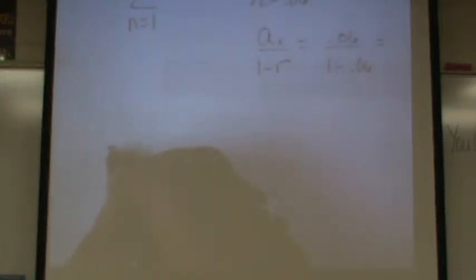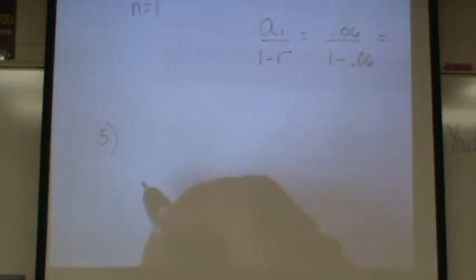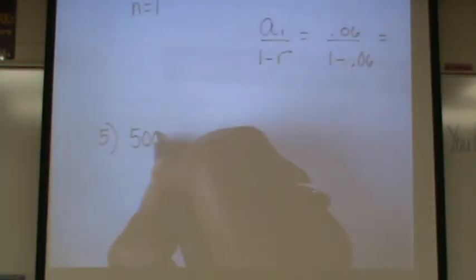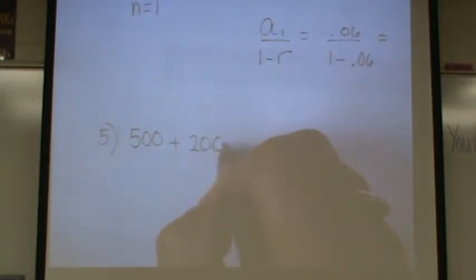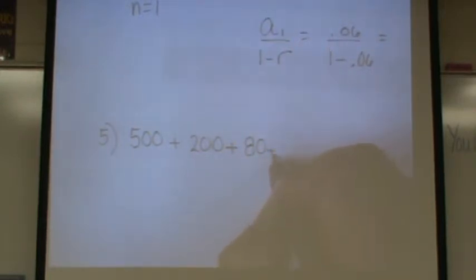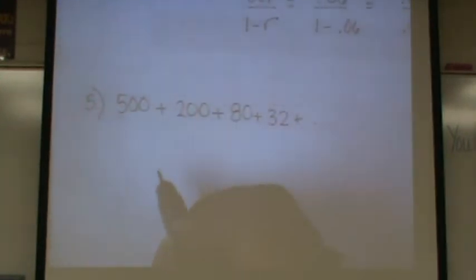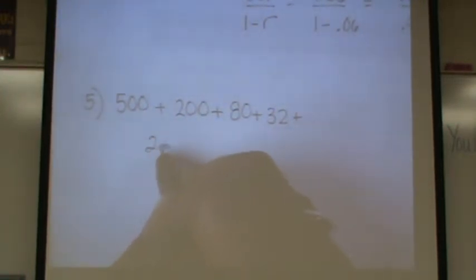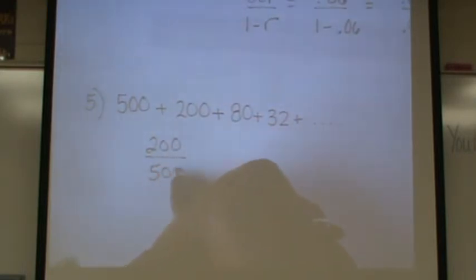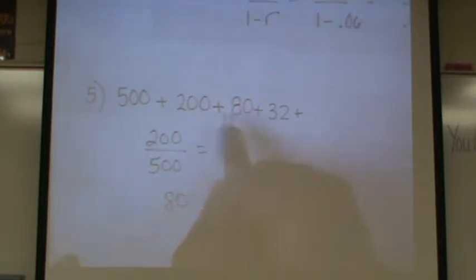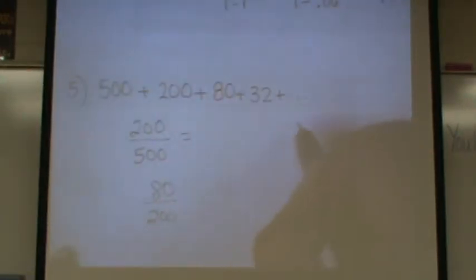Number 5. You are given 500 plus 200 plus 80 plus 32 plus, so you're adding to infinity. So how do you know if it's geometric? Well, what I would do is I would take 200 divided by 500. I would take 80 and divide it by 200. I would take 32 and divide it by 80.